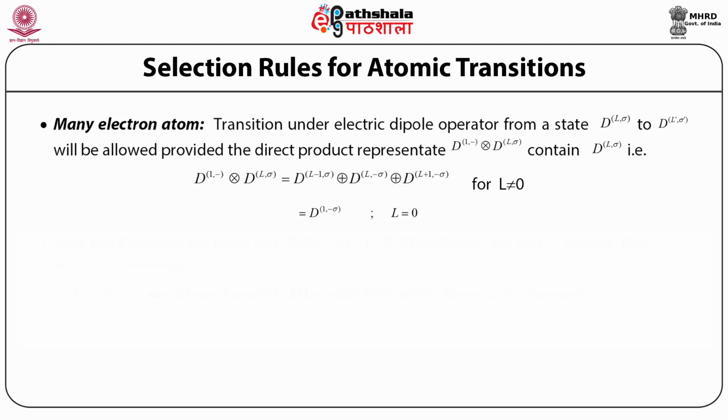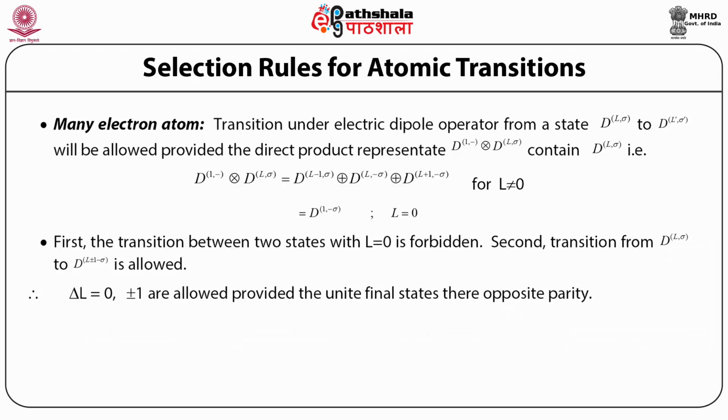Now D1 minus, which is how the dipole operator transforms. The direct product of D1 minus with D_L sigma is equal to D_(L-1) sigma plus D_L minus sigma plus D_(L+1) sigma, provided L is not equal to 0. If L is equal to 0, then D1 minus into D0 sigma is simply D1 minus sigma. Thus the transition between two states with L equal to 0 is forbidden.